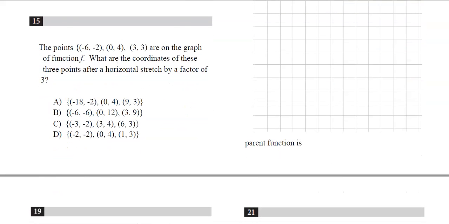Number 15. This one says the points negative 6, blah, blah, blah, are on the graph of a function. What are the coordinates of the 3 points after a horizontal stretch? A horizontal stretch by a factor of 3. Well, let's just visualize. I don't really want to plot all those points, but let's just kind of think about what happens. Let's just say, and I'm going to kind of use this grid over here. So kind of make up just a fake type of problem.